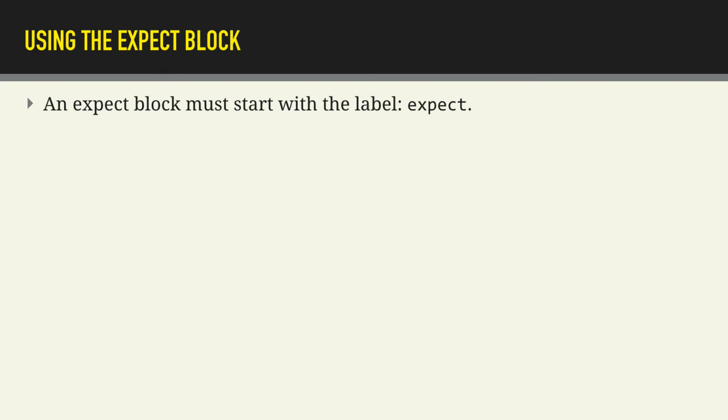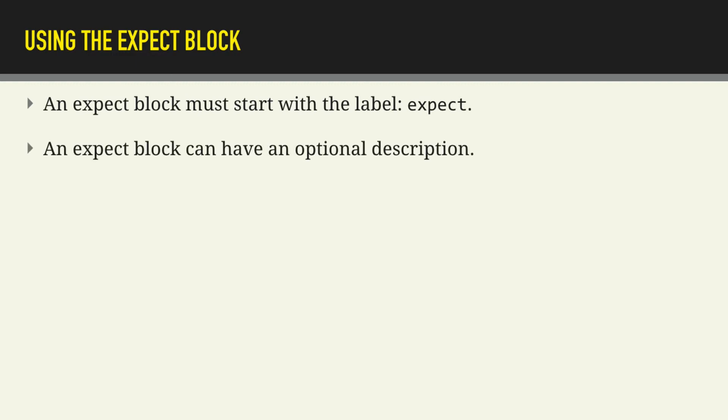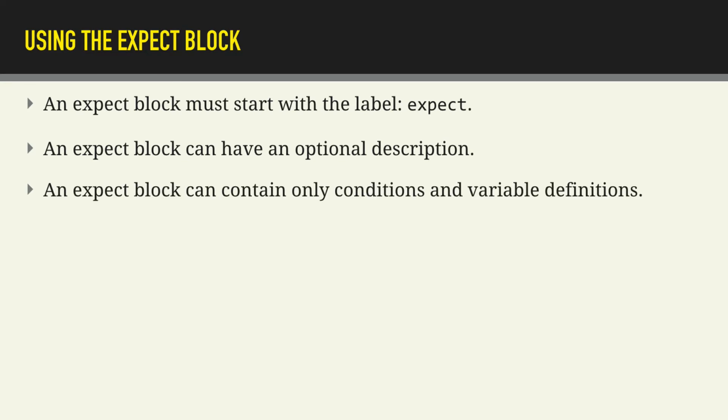We can create an expect block by following these rules. 1. An expect block must start with the label expect. 2. An expect block can have an optional description that is given by using a string literal. And 3. An expect block can contain only conditions and variable definitions.